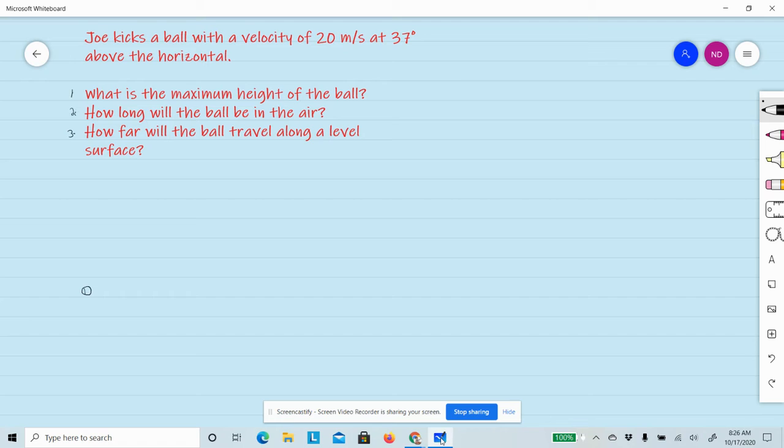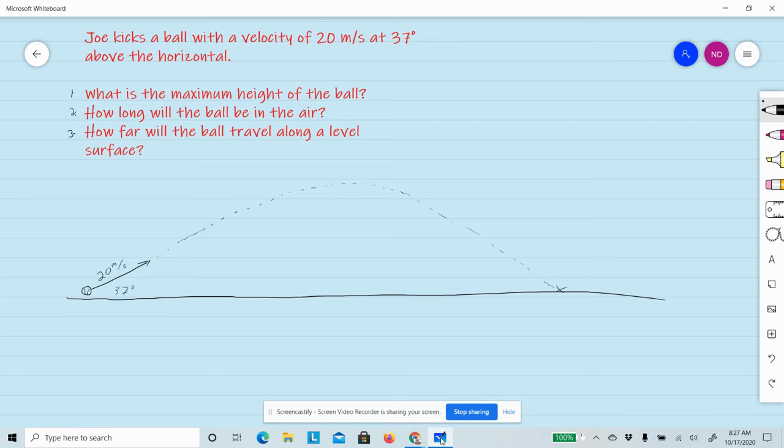Here's the ball. It's going to get kicked along a level surface. Sort of level. It is kicked with an initial speed of 20 meters per second at an angle of 37 degrees to the horizontal. The ball is going to fly across the air. The ball's path is going to look something like this. It is a parabolic trajectory up and then down. Okay, pretty simple. Parabolic trajectory goes like that.